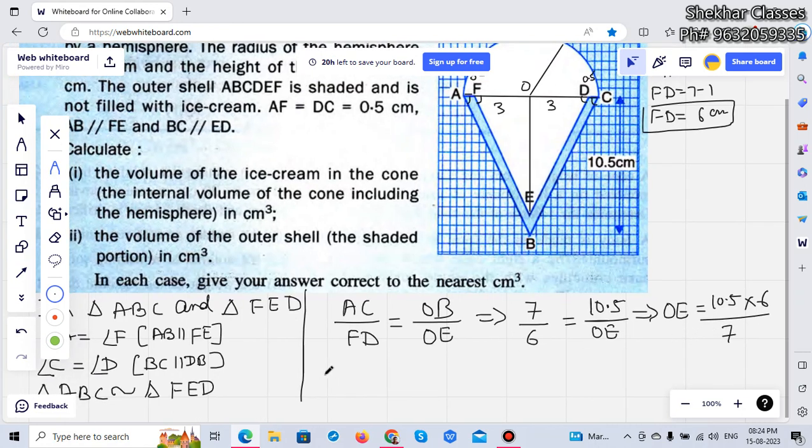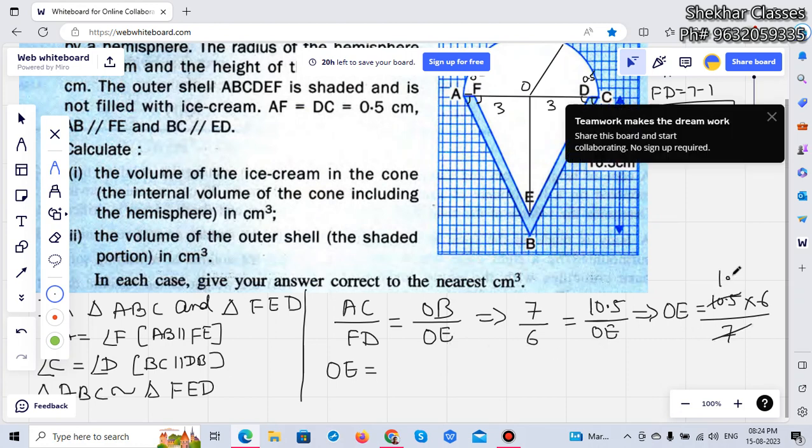So how much is OE? OE is equal to, if you multiply and divide, you will get 1.5 into 6. So 1.5 into 6 will be how much? 9 centimeter. So we got the height here, this height, as 9 centimeter. All right.